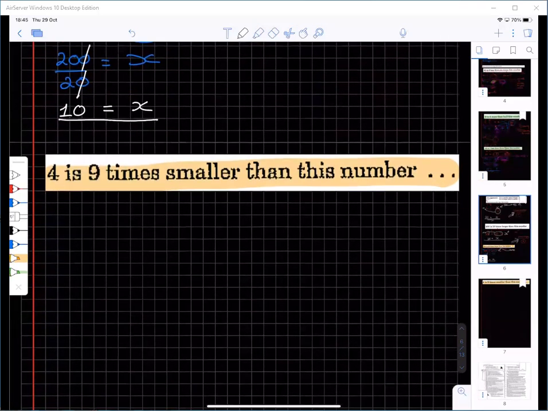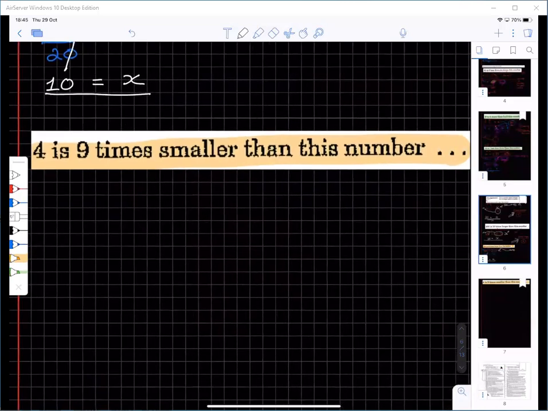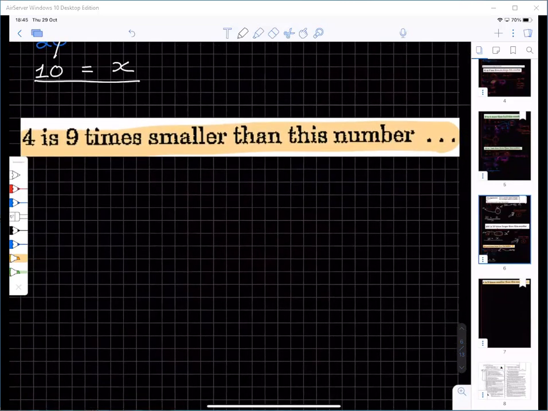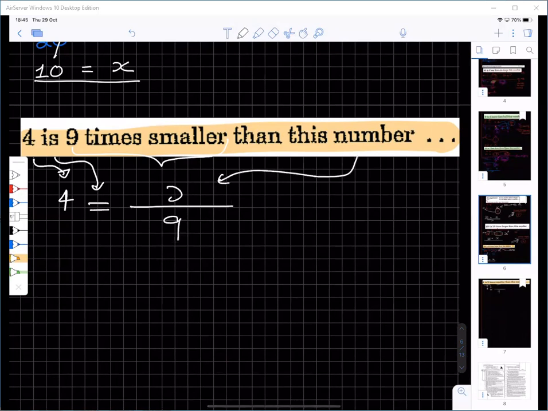Mr. Musa, join me please in the next question. Thank you for that, Omeza. Okay, right. Musa, your turn. Read. So 4 is 9 times smaller than this number. Okay, so let's start translating. 4 is 4. Is equals. 9 times smaller equals a divide by 9. Yeah, and then? This number is X.